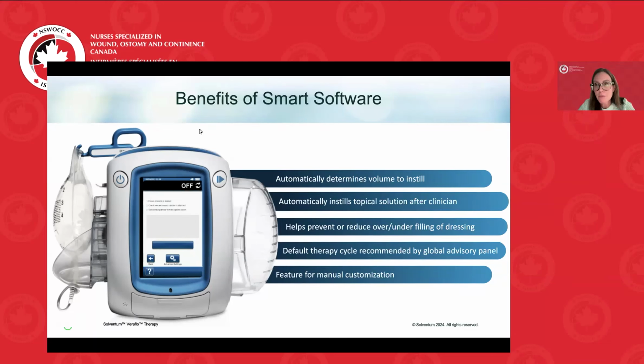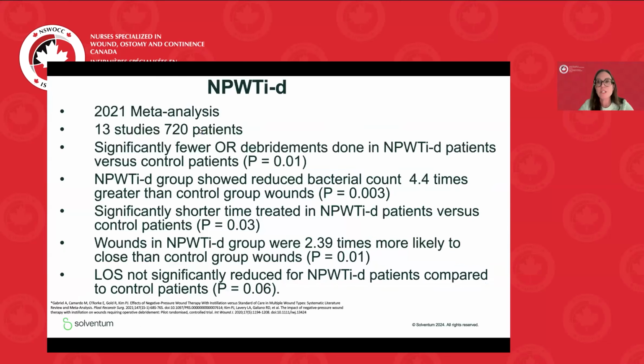But you can set the machine to do that for you so that you don't have to sit there and be calculating how much fluid and worry about overfilling the dressing and having it not adhere as well as it really should. There are lots of studies on the negative pressure wound therapy instill and dwell. A 2021 meta-analysis had about 720 patients.